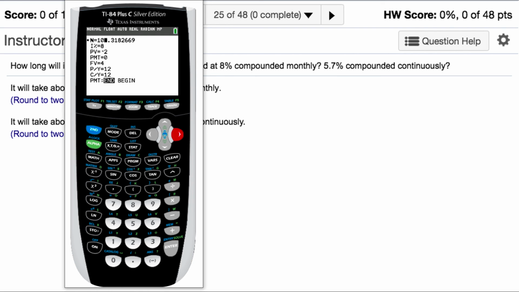So what we can do is just take that number. We can move our cursor all the way to the end and do divided by 12. Then press enter, and we see that it is 8.69, to 2 decimal places. 8.69 years is how long it would take for any amount to double at 8% compounded monthly. All right.